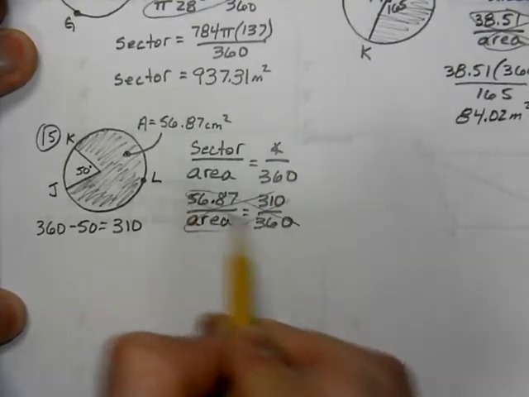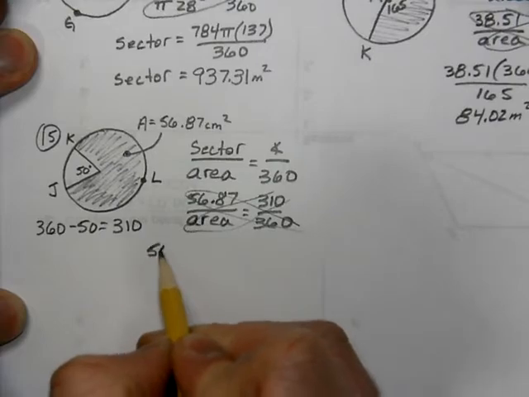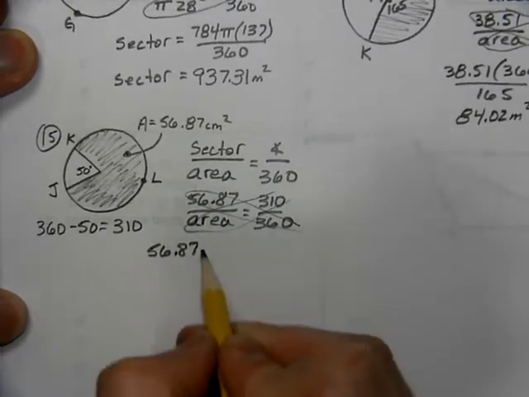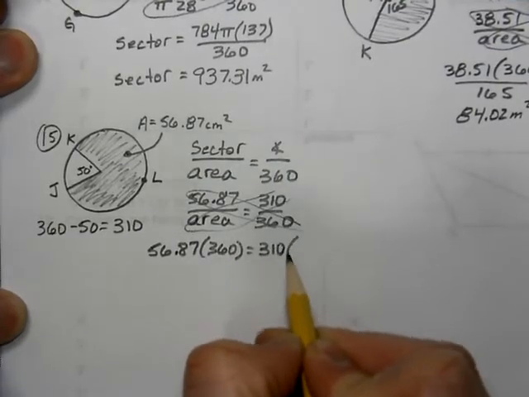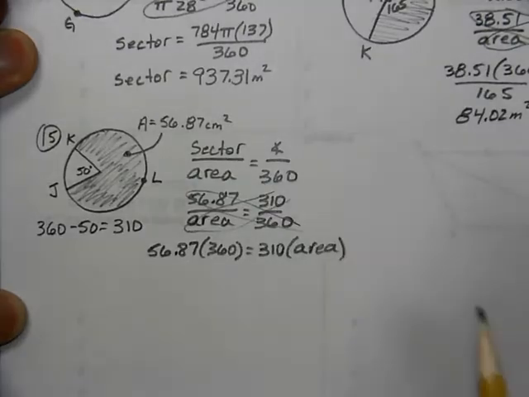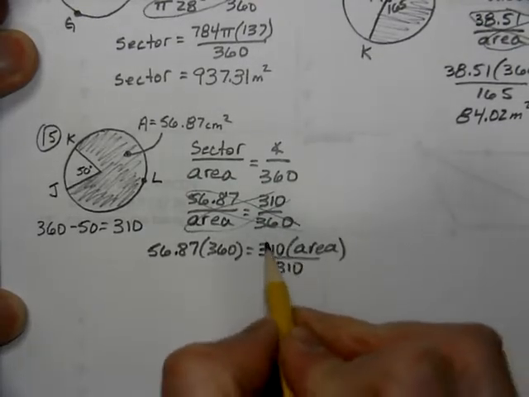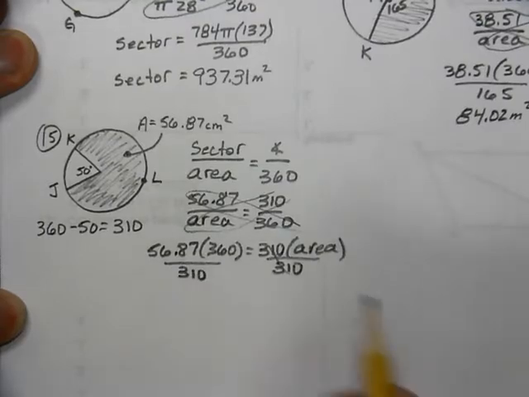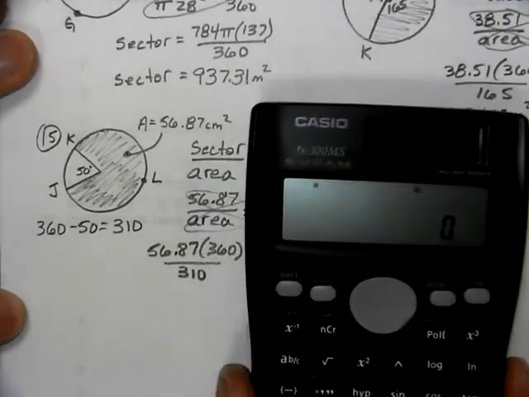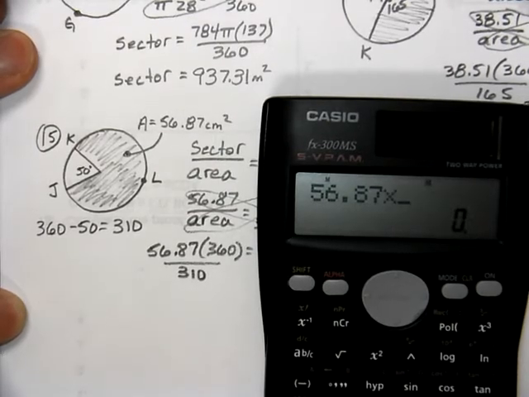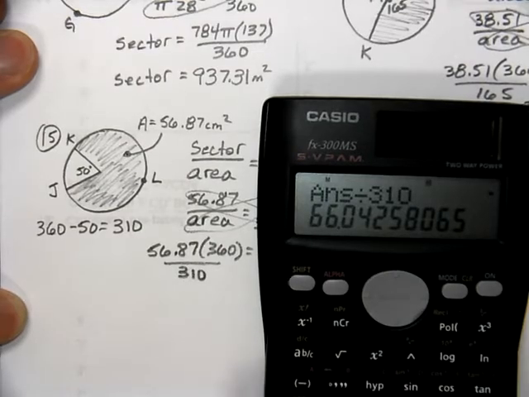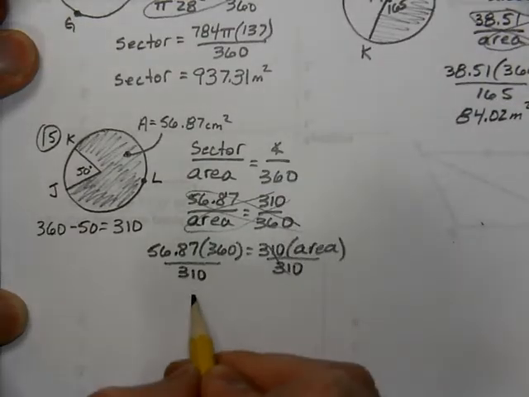We'll cross multiply to get 5687 times 360 to equal 310 times the area. We'll divide by 310. So we'll grab our calculator and take 5687 times 360 and divide that by 310. Gives us 6604.